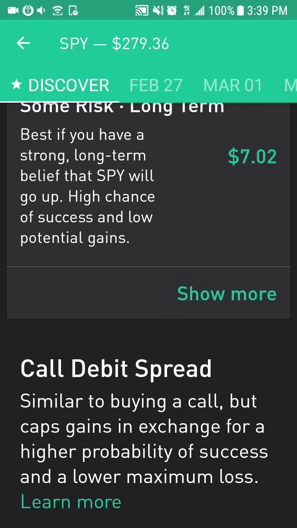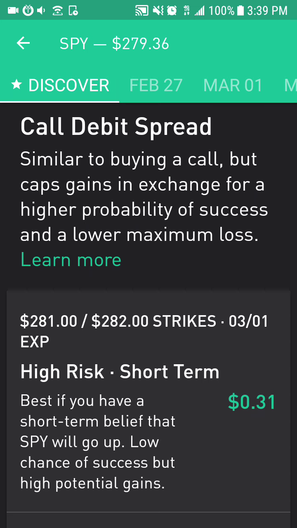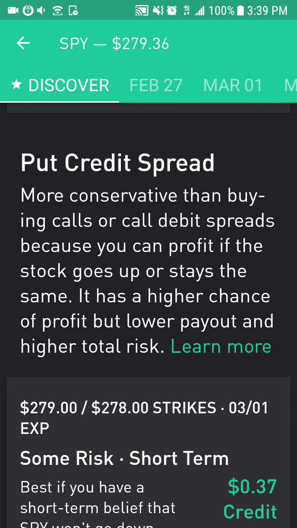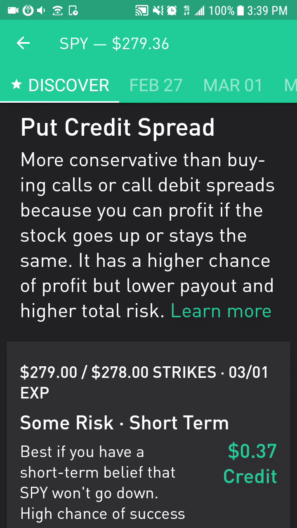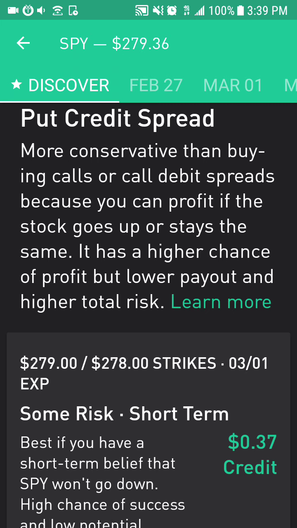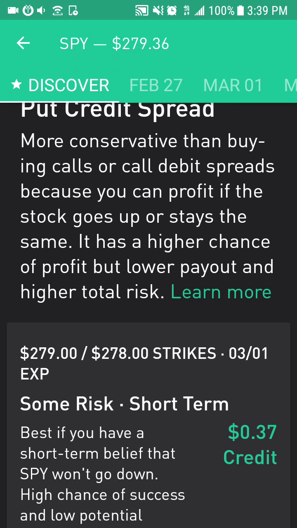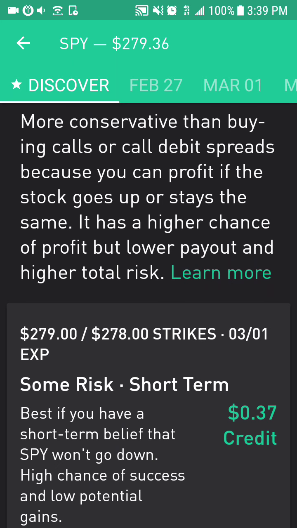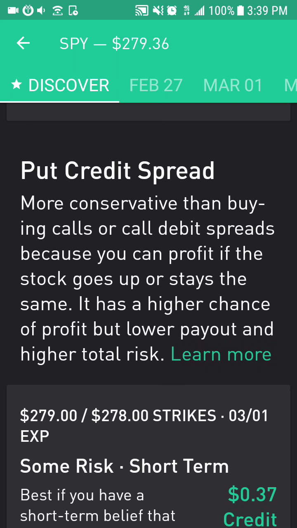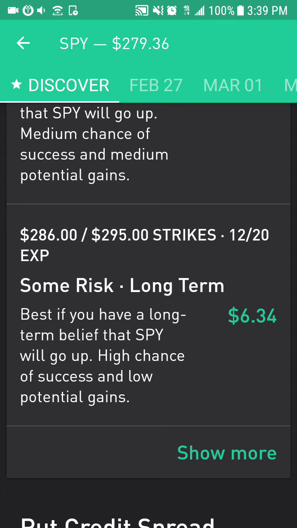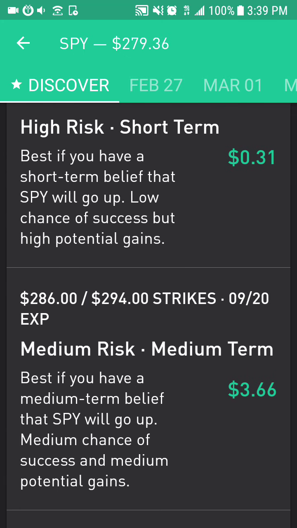And if I scroll down a little bit, you can also buy spreads. This is similar to buying a call, but it caps the gains in exchange for a higher probability of success and a lower maximum loss. And then you could also buy a put credit spread. It's more conservative than buying calls or call debit spreads because you can profit if the stock goes up or stays the same. It has a higher chance of profit but lower payout and higher total risk. So definitely understand your own risk tolerance before getting into trading options.